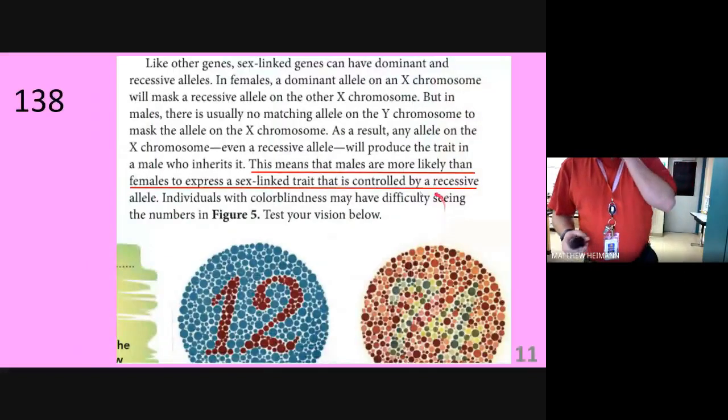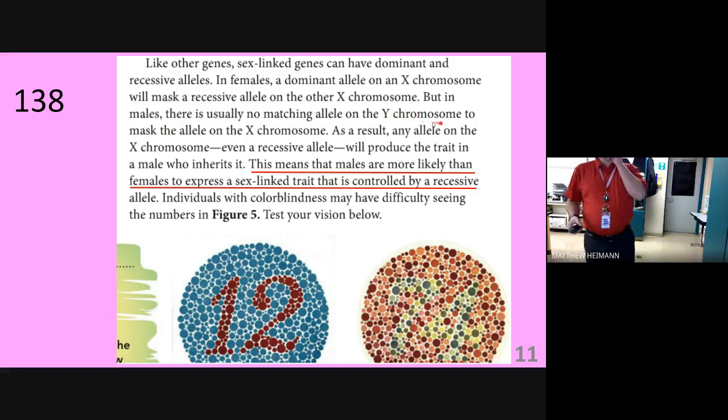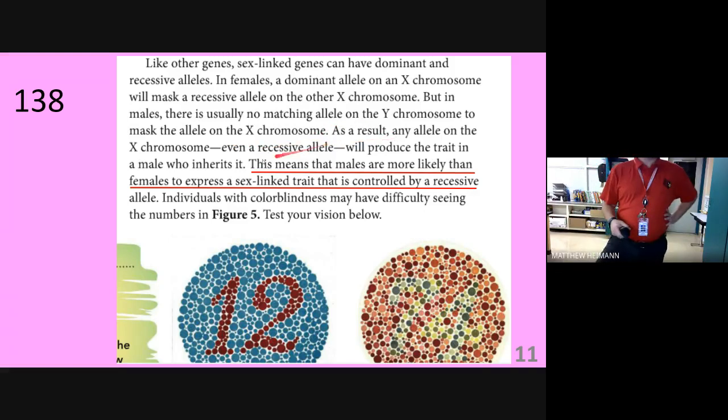All right, let me read this. Like other genes, sexual genes have a dominant and recessive allele. In females, a dominant allele on the X chromosome will match the recessive on the other X chromosome. But in males, there's usually no matching allele on the Y chromosome to match the allele on the X chromosome. As a result, any allele on the X chromosome, even a recessive allele, produces a trait in the male who inherits it. This means that males are more likely than females to express a sex-linked trait that is controlled by a recessive allele.